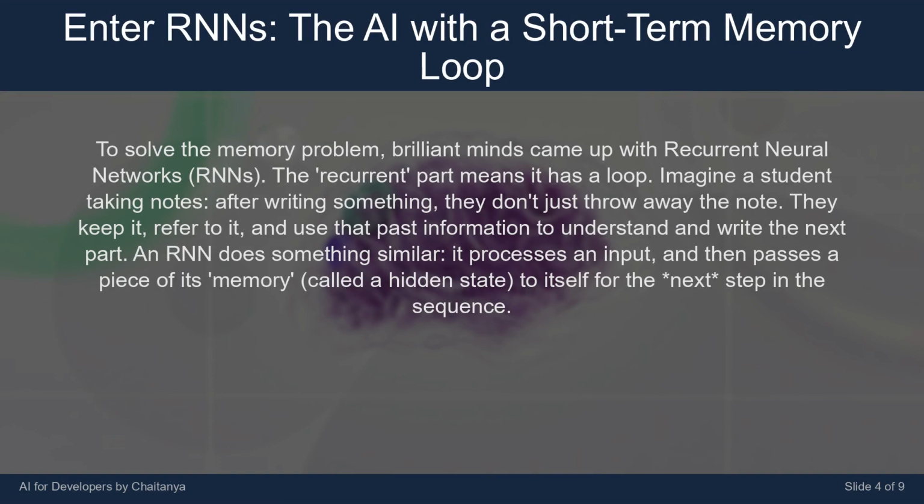To solve the memory problem, brilliant minds came up with recurrent neural networks, RNNs. The recurrent part means it has a loop. Imagine a student taking notes. After writing something, they don't just throw away the note. They keep it, refer to it, and use that past information to understand and write the next part. An RNN does something similar. It processes an input, and then passes a piece of its memory, called a hidden state, to itself for the next step in the sequence.